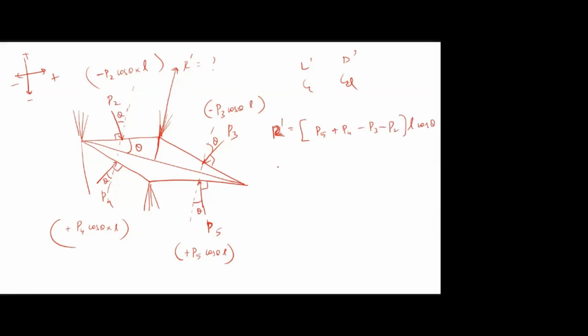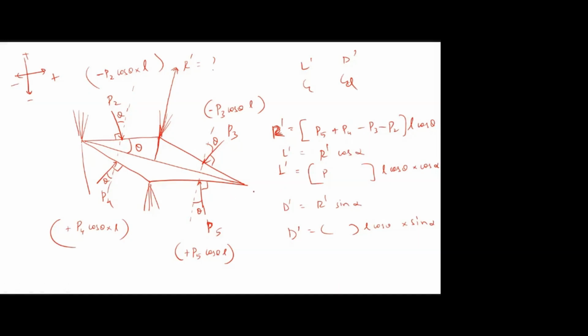This is the formula. Then I can write L dash, same term, into cos alpha, right? Then D dash, that is R dash sin alpha. R dash I know in terms of the pressure components, L cos theta into sin alpha. Is that clear? These two formulas. Yes. Up to this, no doubt, right?